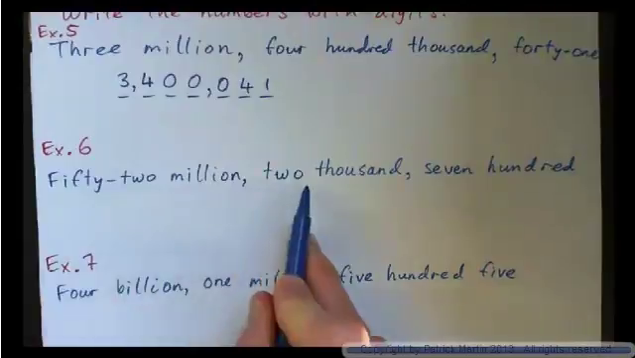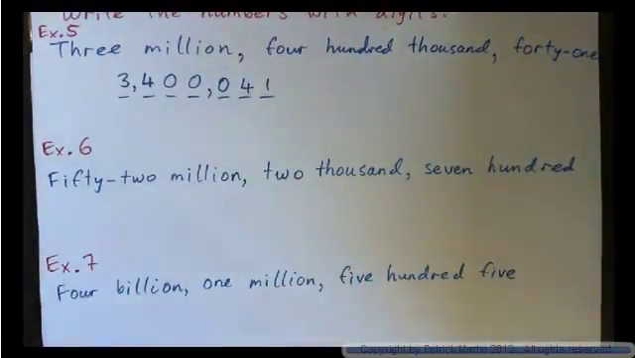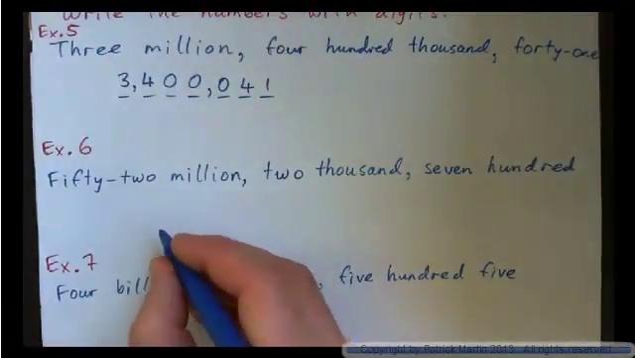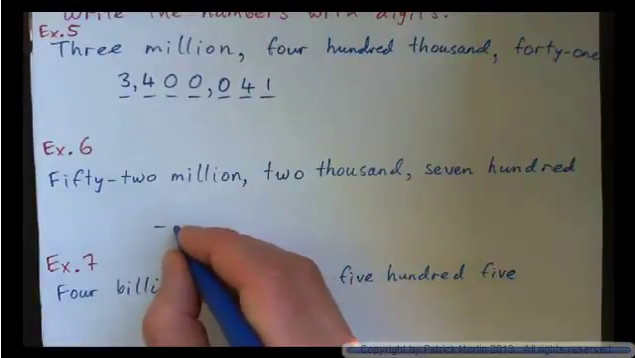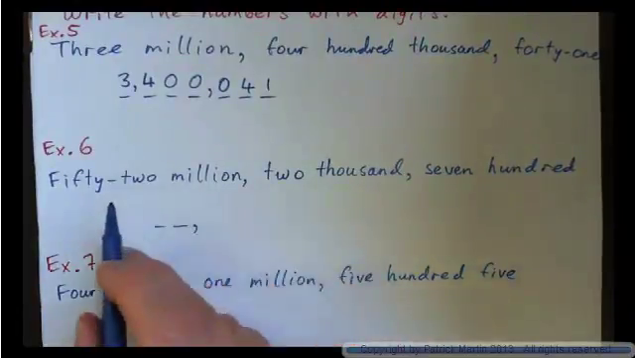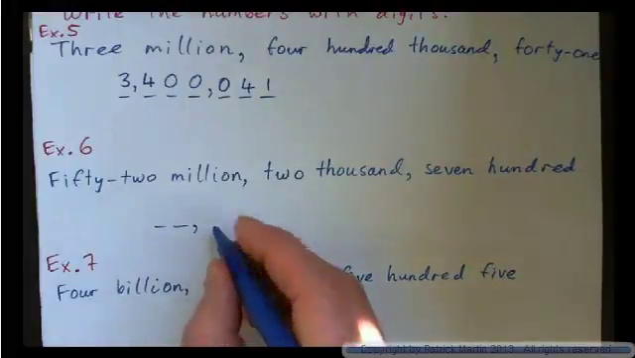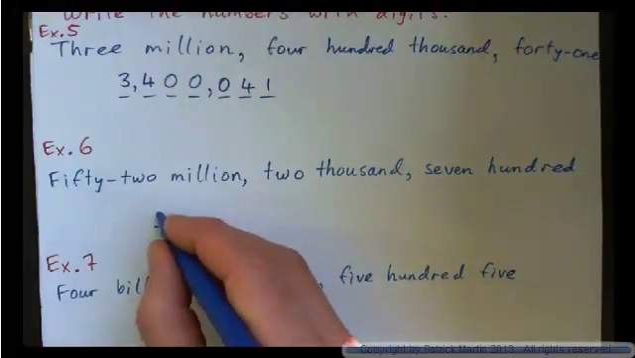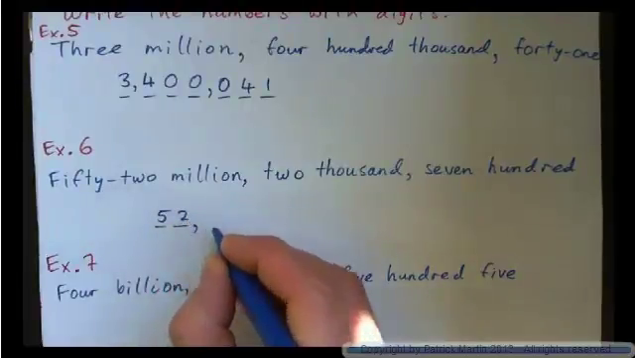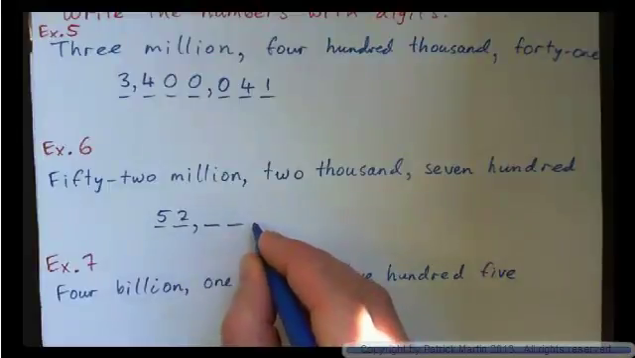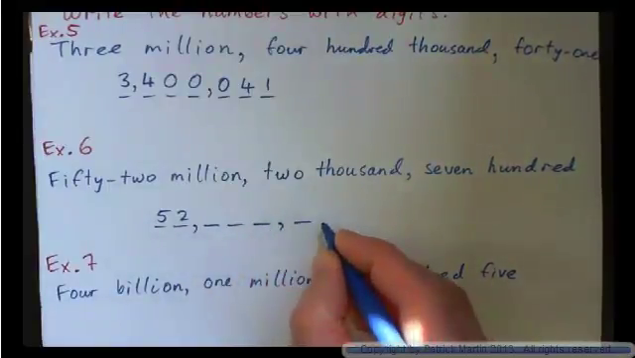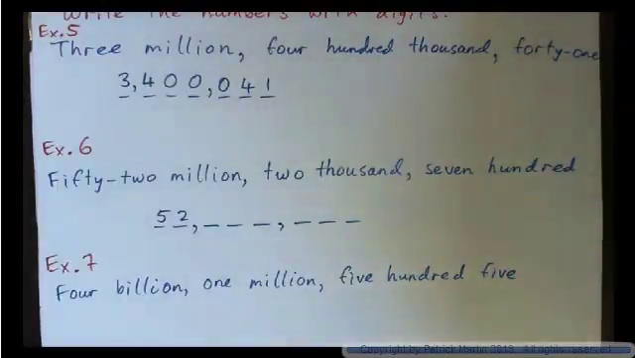So 52,002,700. Again, if you want, use your chart. I'm going to try and remember it. So let's see. I got 10 millions, millions. So 52 million is the first thing. And then 2,700. So it goes 100,000s, 10,000s, thousands, hundreds, tens, units, right? See if you can fill in the digits.